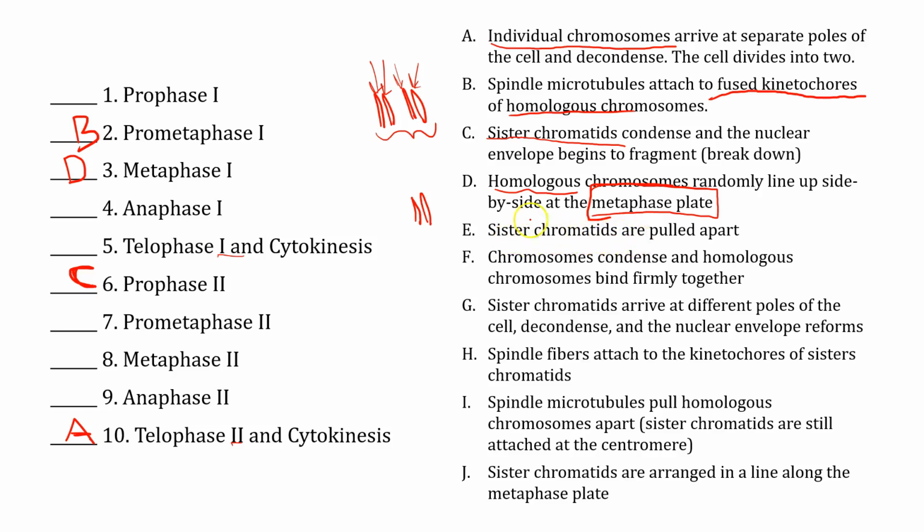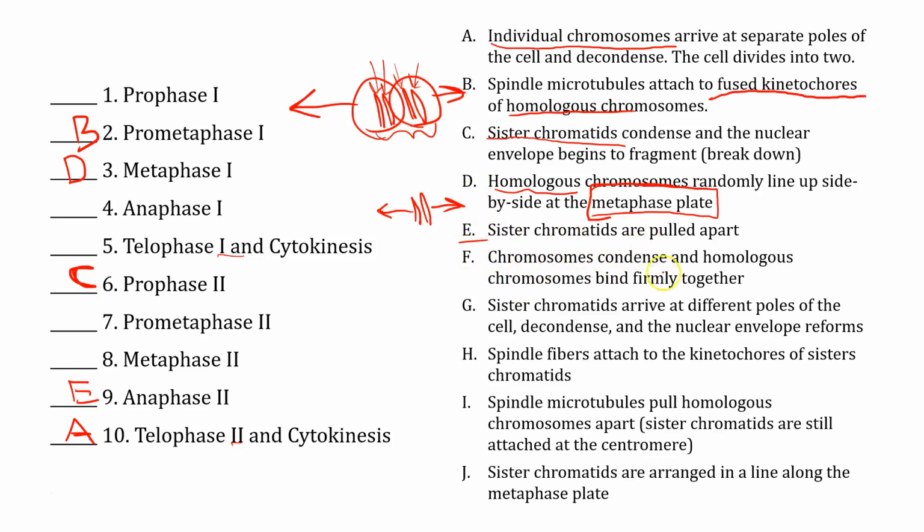Sister chromatids are pulled apart, so imagine two sister chromatids and then pulling those two sister chromatids apart. That is going to be anaphase, and specifically anaphase 2, because if it was anaphase 1, the thing that's actually being pulled apart is not the sister chromatids, but the homologous pair of chromosomes.